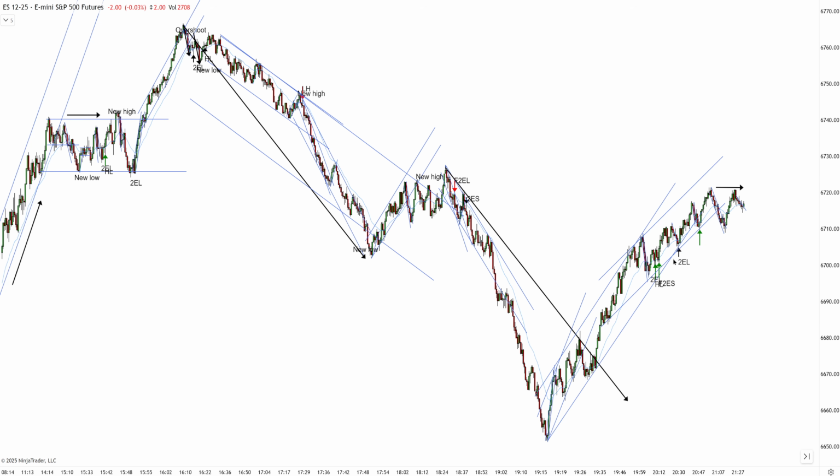And great trades to finish the day with on this uptrend. This was a really great uptrend. High low filled second entry short. And also double trap right here.